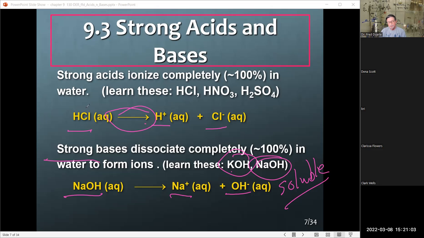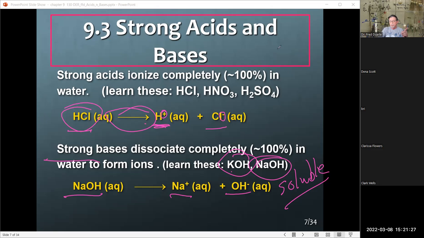Now, though I can't really say that HCl is like a magnet, I'm just saying that because of the nature of the beast, that bond is broken, and we form ions in solution. If you ever have to draw the process, you have to make sure you show the charge, okay? Because there are ions in solution.